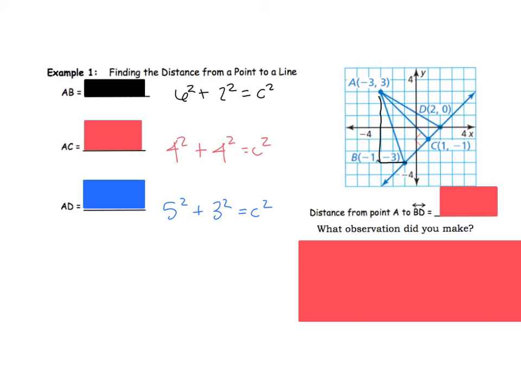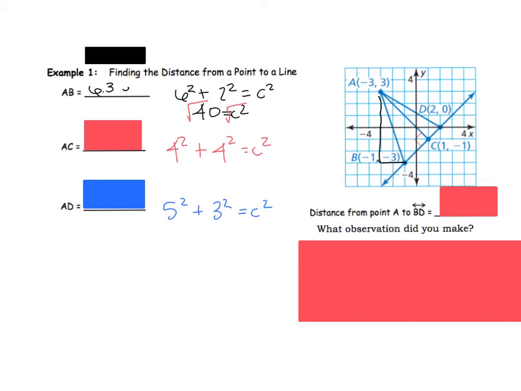And then to solve, you get 40 equals c squared. The last step is to take the square root of it, and when you take the square root of 40, we're going to get a decimal answer, 6.3 units.